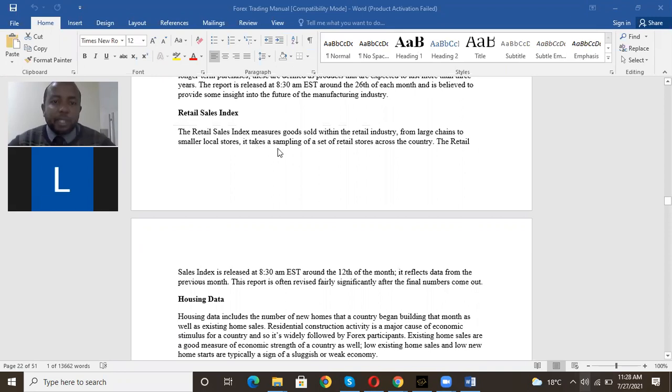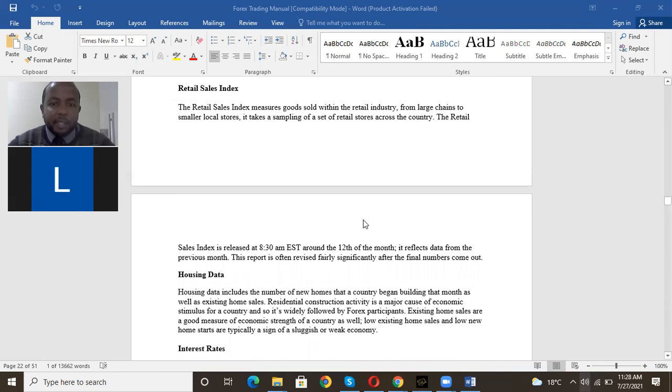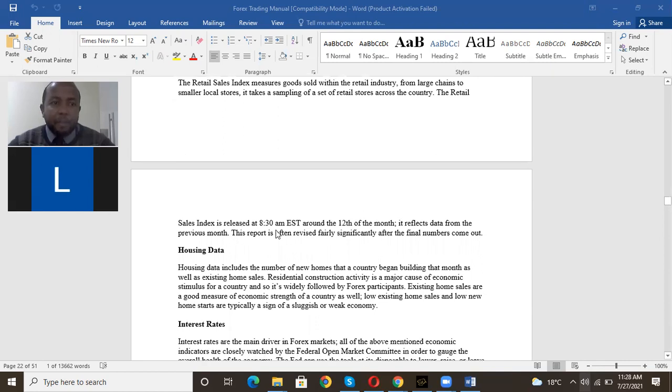So retail sales is basically everything at the retail level, from the large chains, small local stores, supermarkets, all those are under retail sales. We just want to measure how the retail sales are doing. If they are higher, of course, people are buying more. If people are buying more, that currency or that economy should be strengthening more.